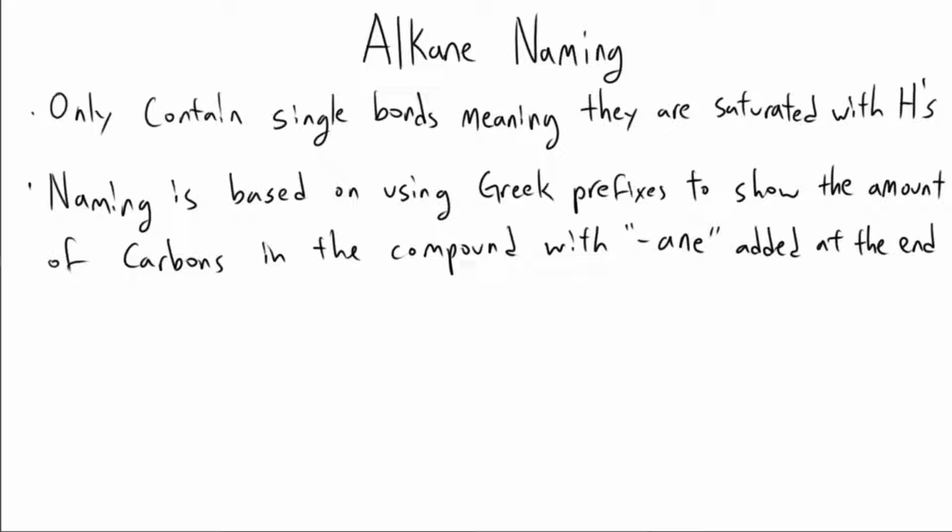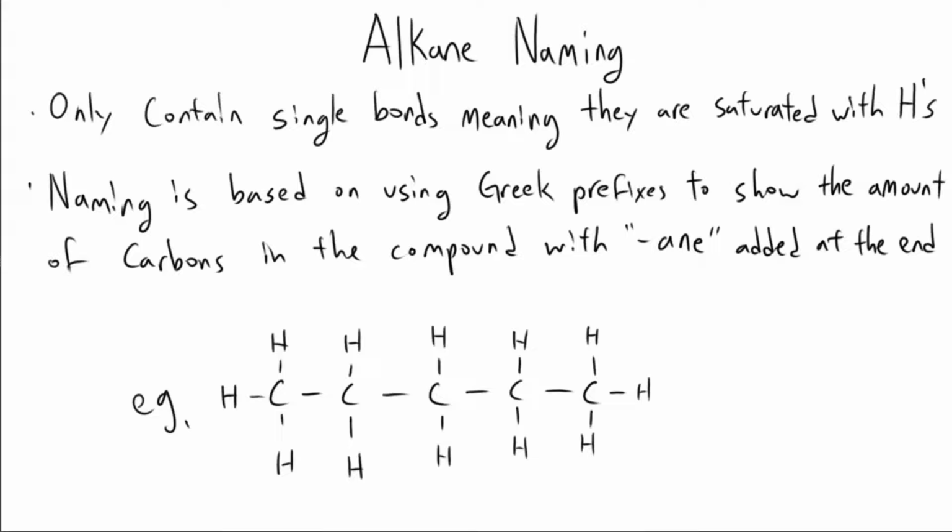Alkanes are hydrocarbons that only have carbons single bonded to each other. They have no double or triple bonds, meaning that they are saturated with hydrogen, so you can't add any more to them. The naming of these alkanes and pretty much all of these hydrocarbons is based on using Greek prefixes to show the amounts of carbons in the compound or chain, followed by the appropriate suffix, ane in this case. For an example, this compound has 1, 2, 3, 4, 5 carbons, so it is pentane.